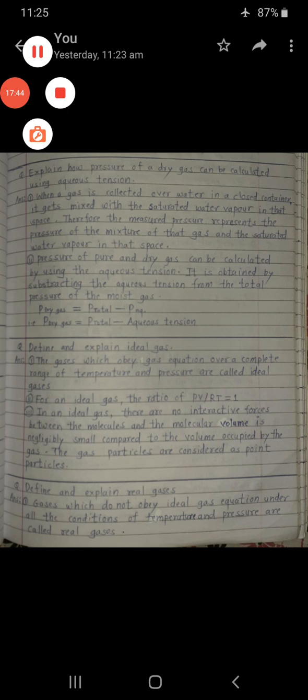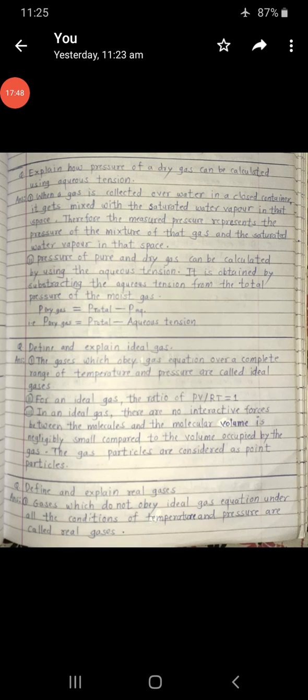Okay. Now, explain how pressure of a dry gas can be calculated using aqueous tension. aqueous tension का इस्तेमाल करके गैस का प्रेशर, ड्राई गैस का प्रेशर कैसे डिटरमाइन किया जाता है. How pressure of dry gas can be calculated using aqueous tension.